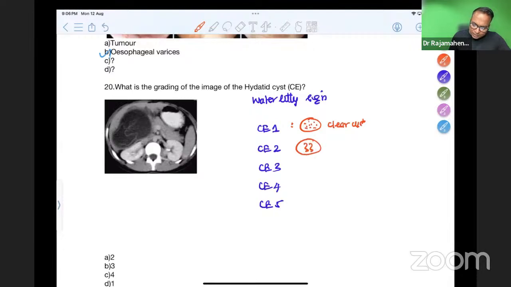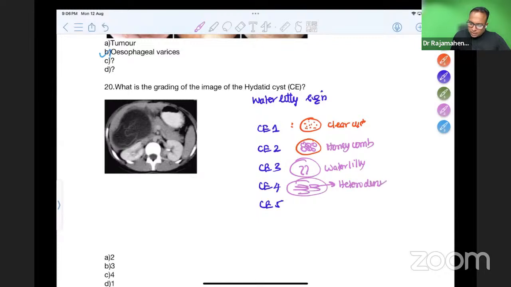CE2 is a honeycomb cyst, like this. CE3 is water lily appearance or water snake. CE4 is heterodense, a mixture of liquid and solid components. CE5 is calcified.